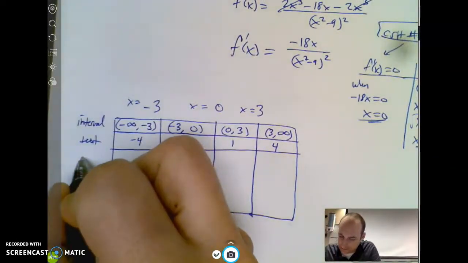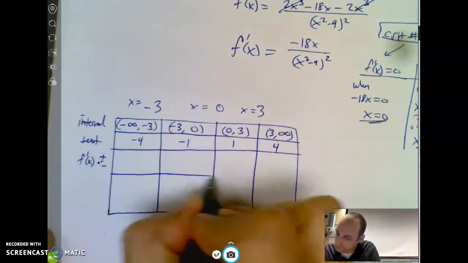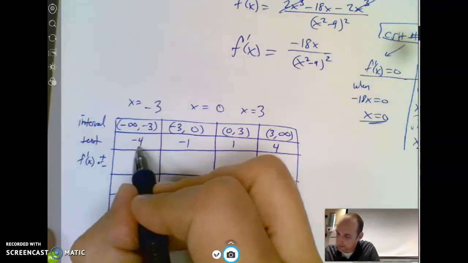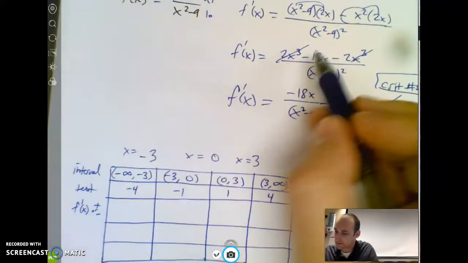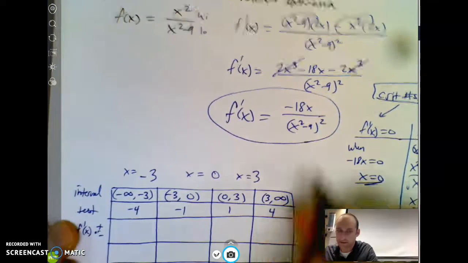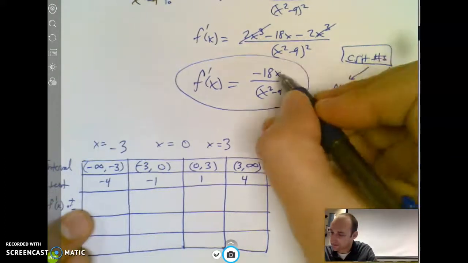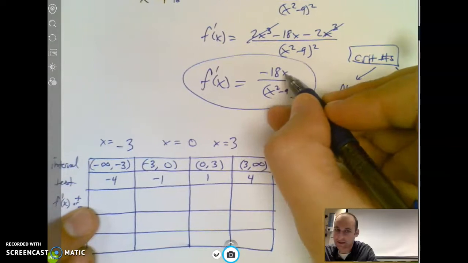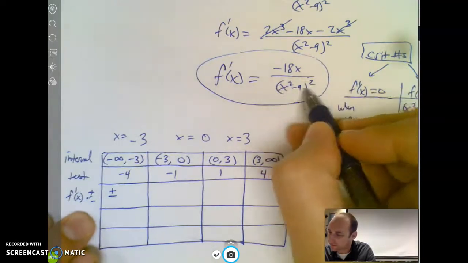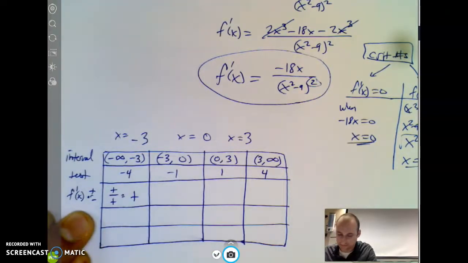So now I use f prime of x, and I'm looking for positive or negative. I want to know, is my graph positive or negative there? So if I put a negative 4 into f prime of x, you could type it in your calculator, but I like to use common sense, because the top is a negative 18 times a negative 4. So the top will be positive. The bottom of the fraction will be positive because it's squared. So if you ever have a positive over a positive, your answer is positive.